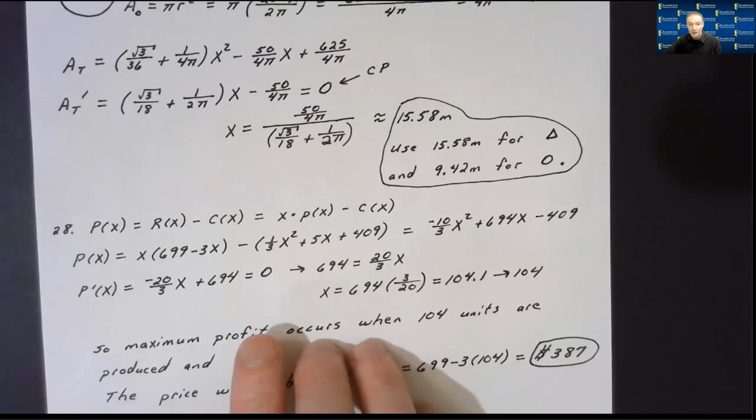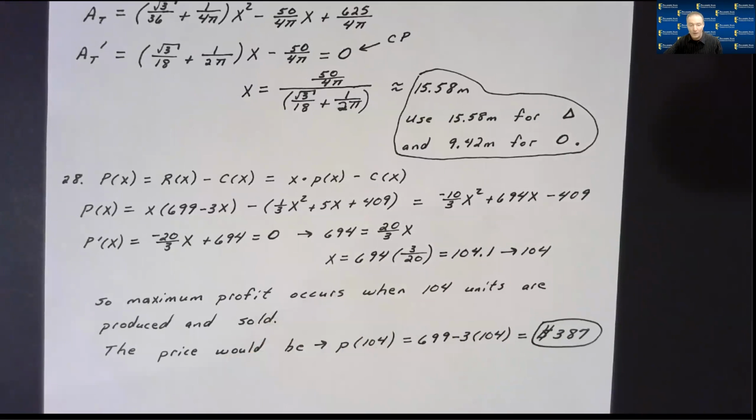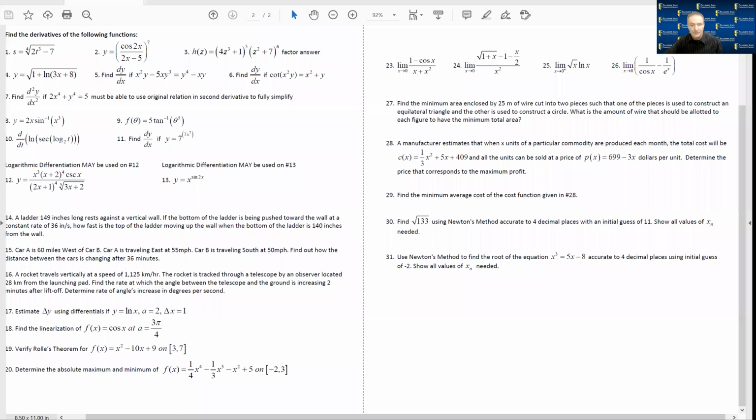Gorgeous. Your next problem is about finding the point of maximum profit. We have a problem that says a manufacturer estimates that when X units of a particular commodity are produced each month, the total cost will be C of X is equal to 1/3 X squared plus 5X plus 409. And all units can be sold at a price of $699 minus 3X dollars per unit. Determine the price that corresponds to maximum profit.